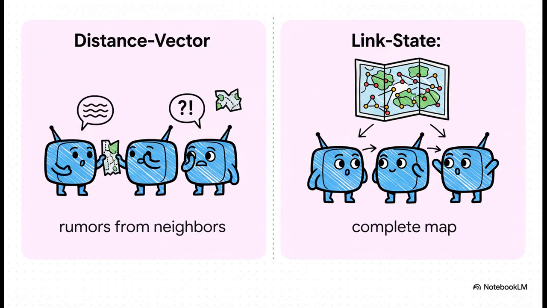But the real leap forward, the game changer, came from a whole new way of thinking. Instead of just relying on those rumors from your neighbors, a whole new category of protocols called link state came along. With link state, every single router builds its own complete identical map of the entire network. They all share info about who they're directly connected to, and then each router independently runs a calculation, usually an algorithm called shortest path first, to figure out the absolute best route from its own unique perspective. It's the difference between asking a stranger for directions versus having a live, up-to-the-second GPS showing you the entire state.